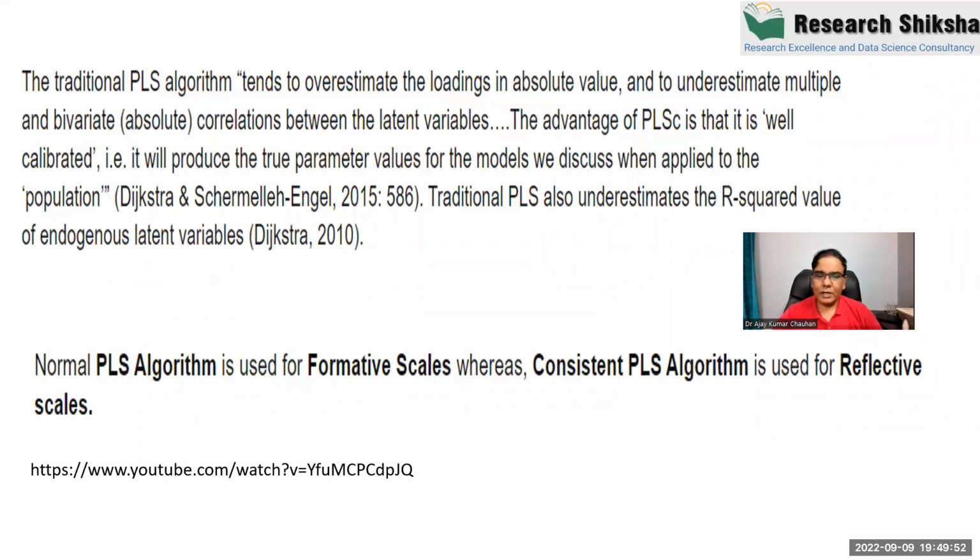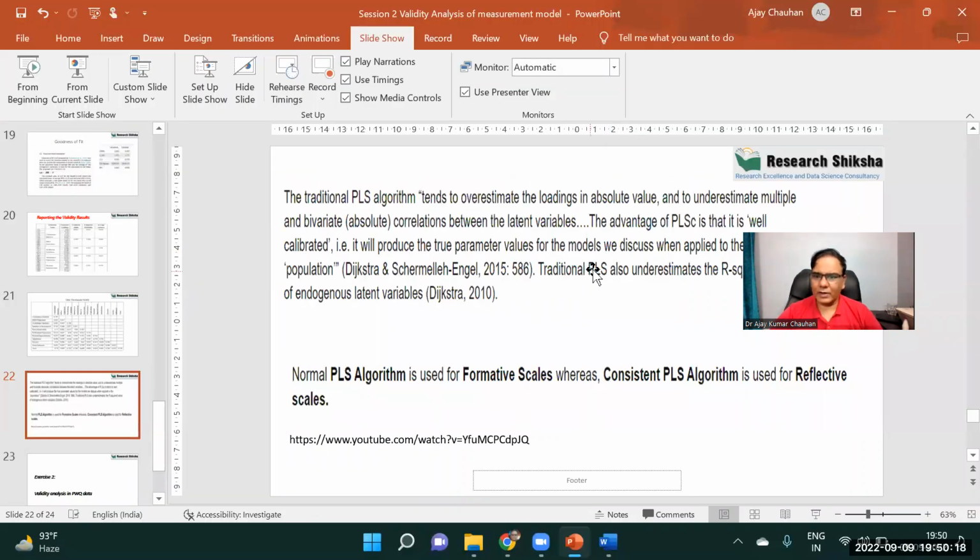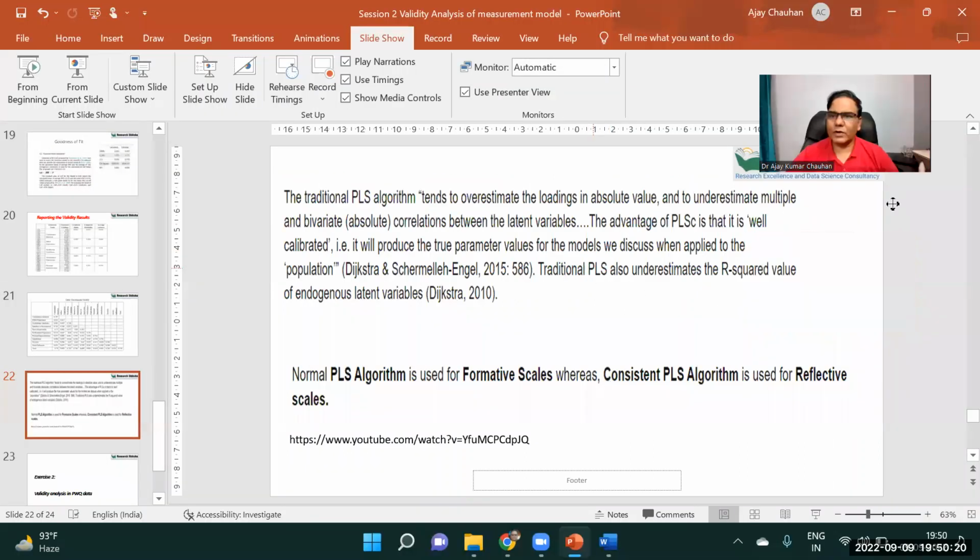So if you are using reflective constructs in the model, the simple PLS algorithm will give you a problem. So it is better to go for consistent PLS. This is the result which I found on the official page of SmartPLS, as well as in some videos, that if you have reflective constructs, it is always better to go for consistent PLS, because simple PLS tends to overestimate the loadings.